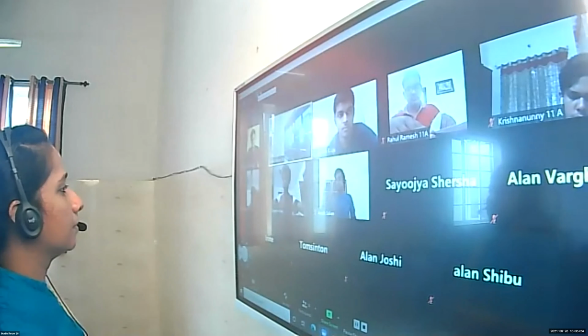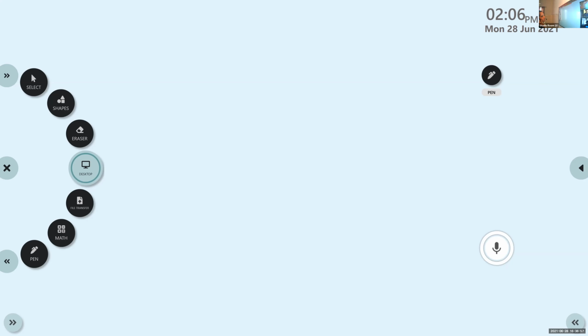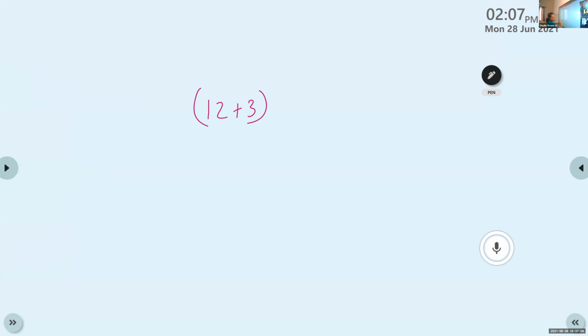So, which one is the first question? Tom Sindan, which one is the first homework question? 12 plus 3 within bracket, then into 4 minus 6 by 2. Okay. What is the answer, Amal?